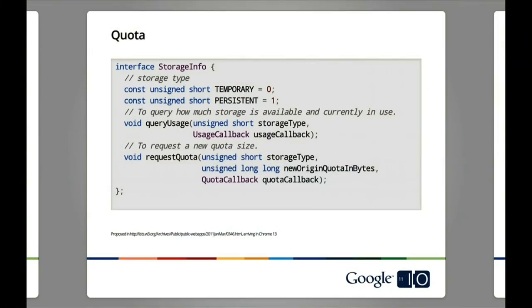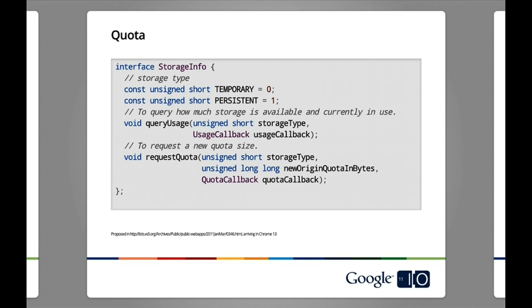The way that we're doing this, there are two things happening. One is that we now have a notion of two types of quota. One is temporary, one is persistent. And the way that you interact with this quota is through an interface called storage info. So before I get into storage info, let me explain what temporary and persistent quota are.